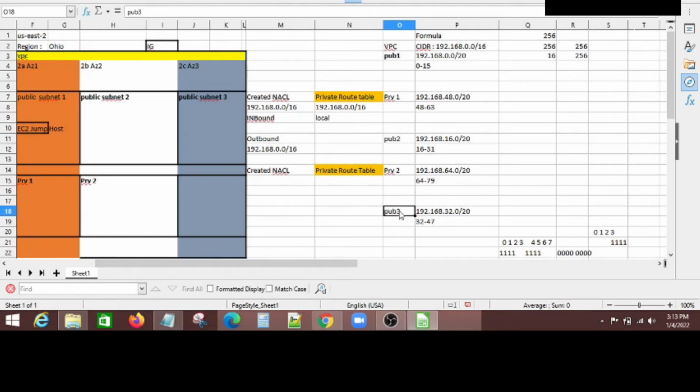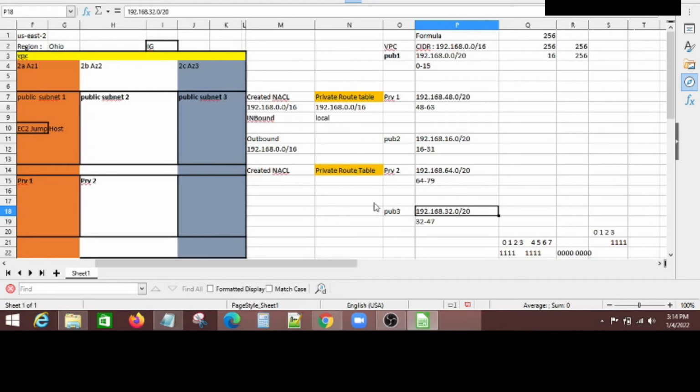But for the third subnet, the CIDR is 192.168.32.0. Because we stopped at 31 here, it started at 32 and the same /20. The last 4 bits of the third octet can be used again here, so that is another 16 variations. I started at 32, and 32 plus 16 is 48, so it ends at 47. So that's public subnet 3.